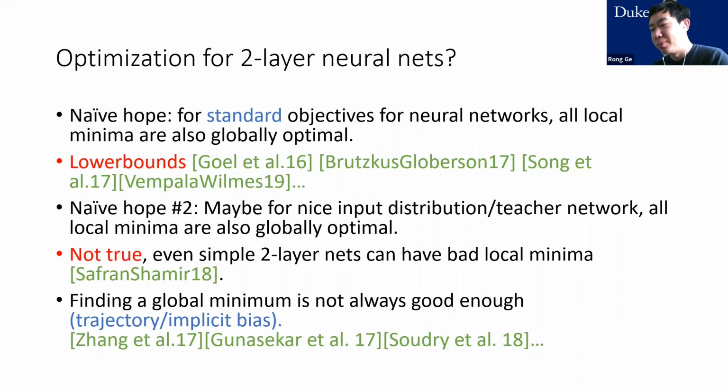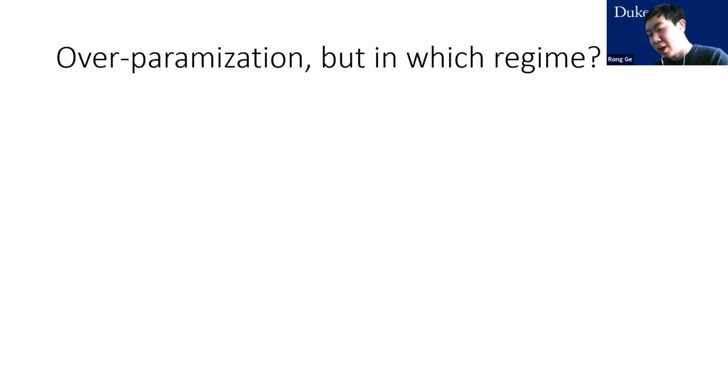And there is also a problem that finding a global minimum for neural networks is not always good enough. There are a lot of works referred to as trajectory analysis or implicit bias for training neural networks, which say it's not good enough to just find a global minimum; you actually need to find a minimum that has some other properties in order to guarantee generalization. So because of these difficulties, what can we do for training of deep neural networks?